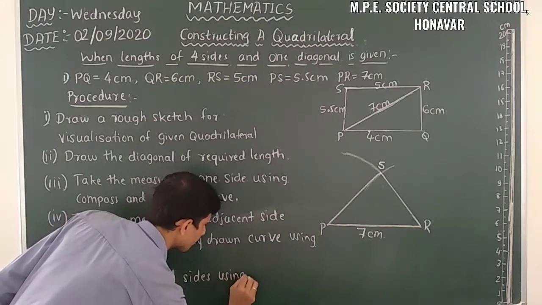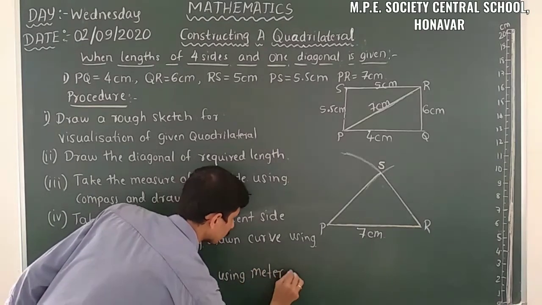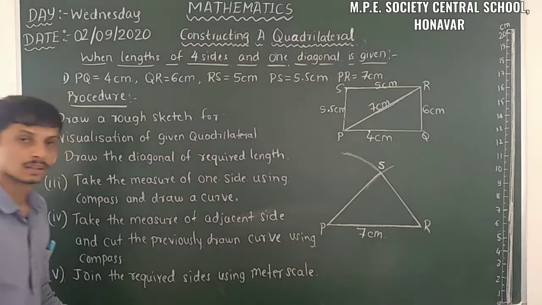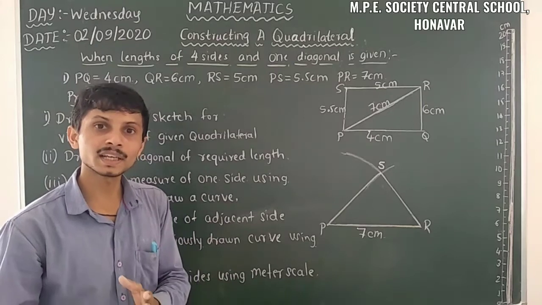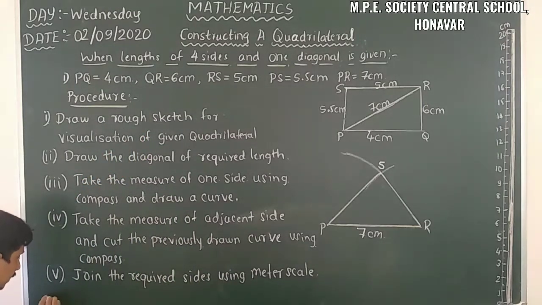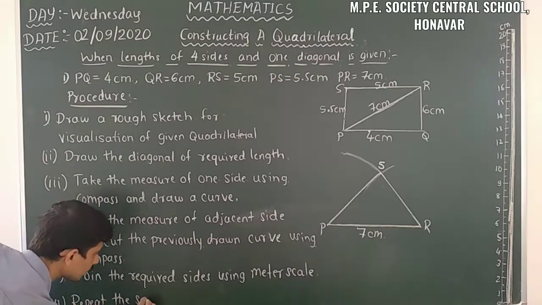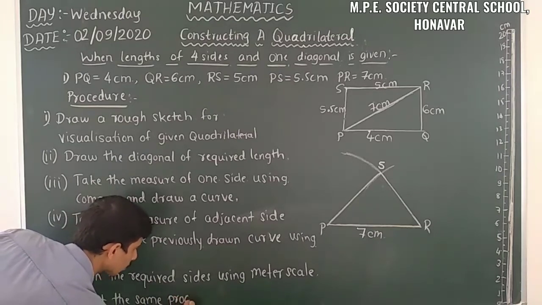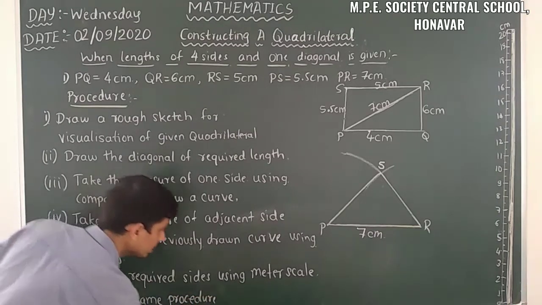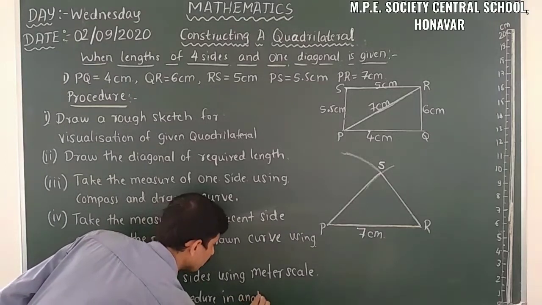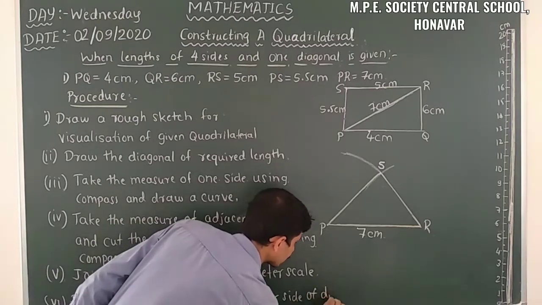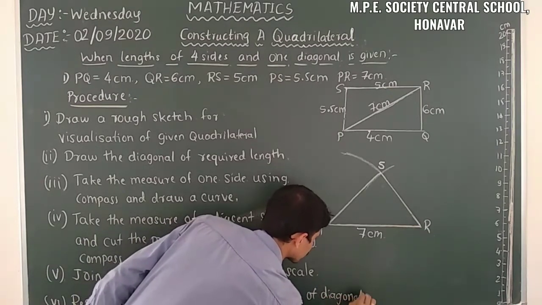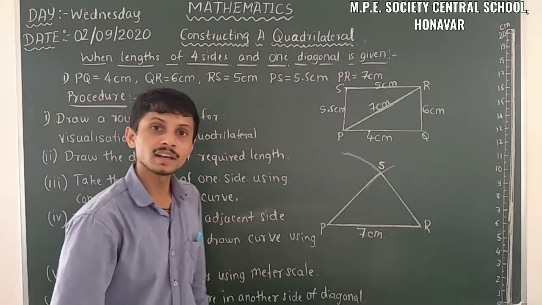Using meter scale. Yes. Then what you have to do? Repeat the same procedure in the another side of the diagram. That means repeat the same procedure in another side of diagonal. Yes. So repeat the same procedure in another side of the diagonal.